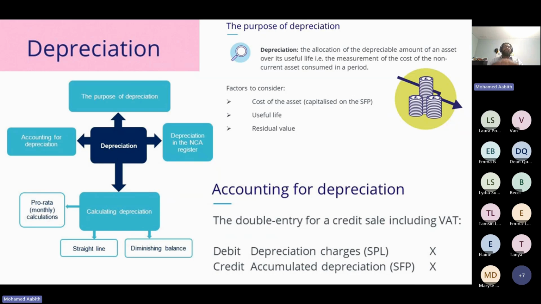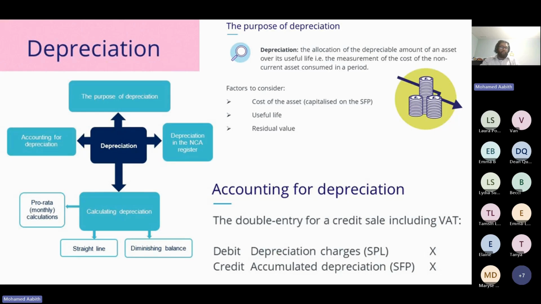That is called the carrying amount. Carrying value, carrying amount, or CA, CB, it depends on how you classify them. Okay, so that is what it is.